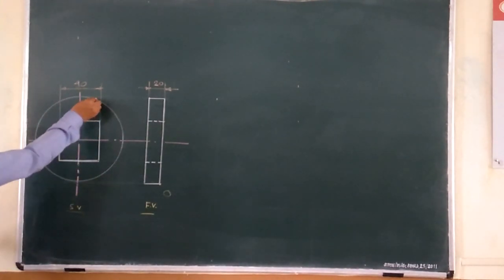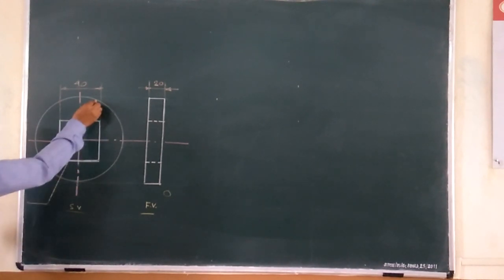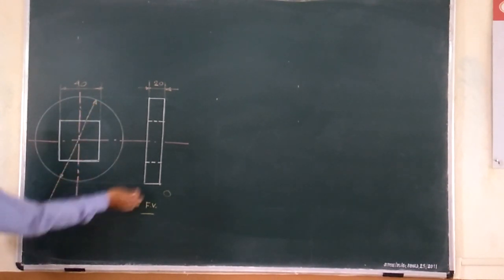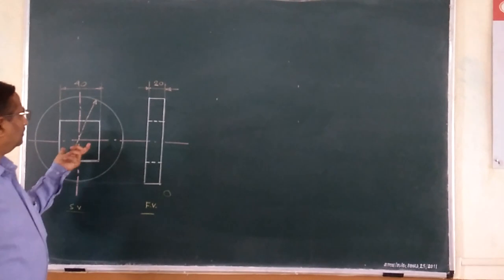Diameter of the circular plate. This we can say is a plate, because it is carrying 20 mm thickness. This is not a sheet. Plate of 20 mm thickness, diameter of 100 mm. And it is carrying one square central hole.